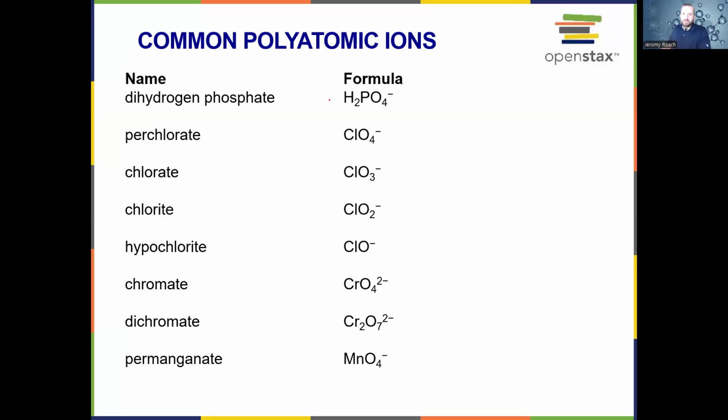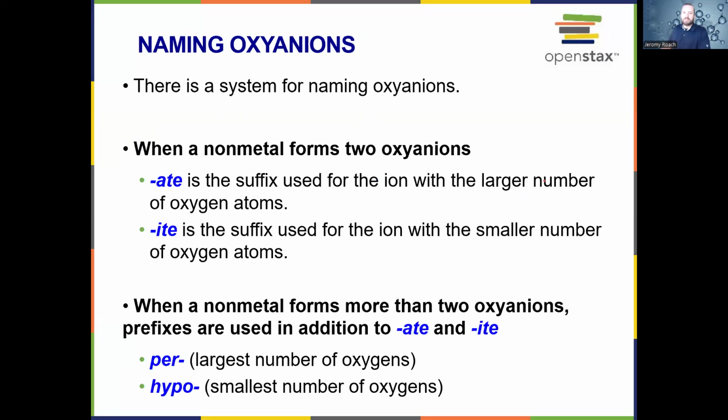Here we have dihydrogen phosphate. So phosphate is PO4 negative, and then we have the dihydrogen. These are just some other examples of common polyatomic ions.